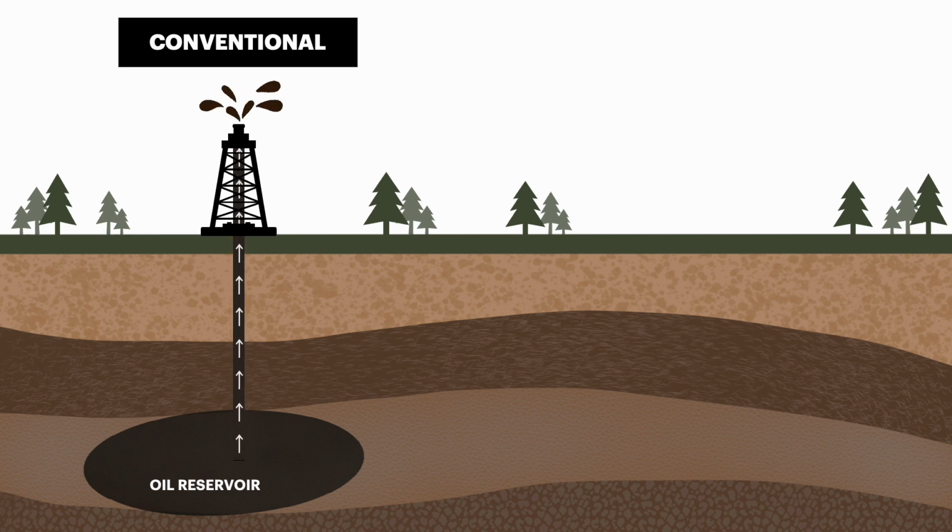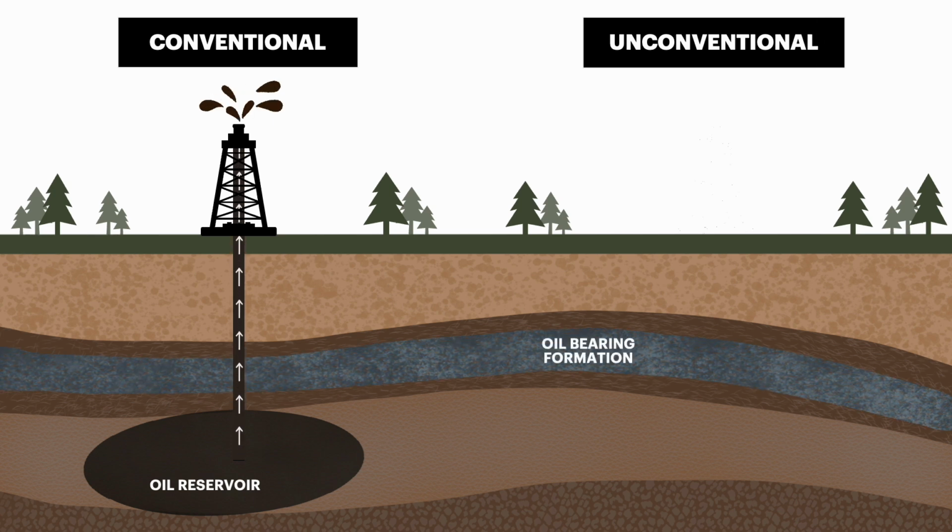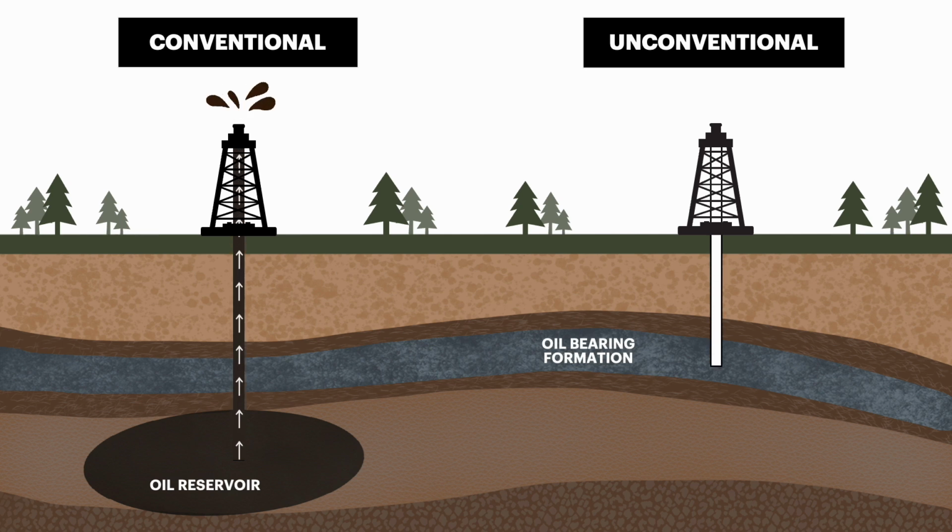Unconventional oil deposits are not found in discrete pools, but instead are spread out over a larger area. The oil is embedded within a rock, typically a shale or a sandstone. If you were to drill into that rock, nothing would come out.